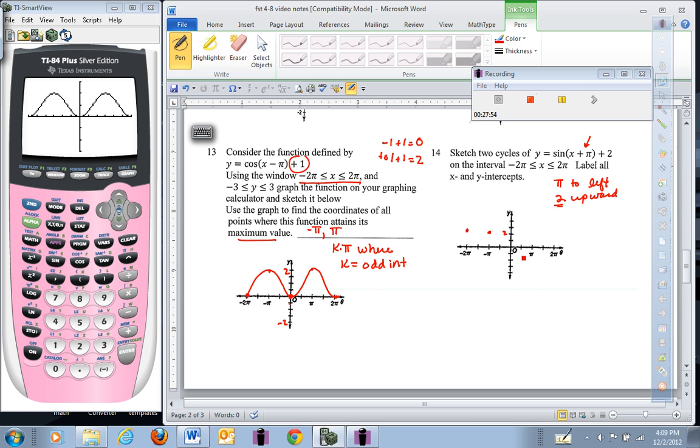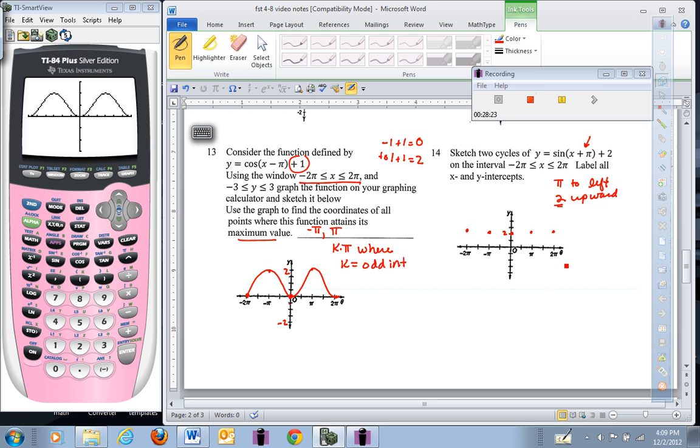At pi, there was a 0, so that one got moved to the left. It would now be at 0. Let's move that up too. At 2 pi, it would get moved to pi. That would be there. 3 pi would get moved to 2 pi. So those are all going to give us values of 2.